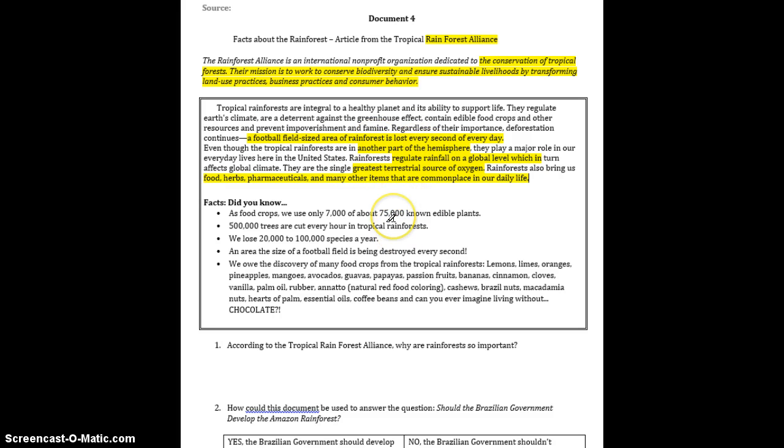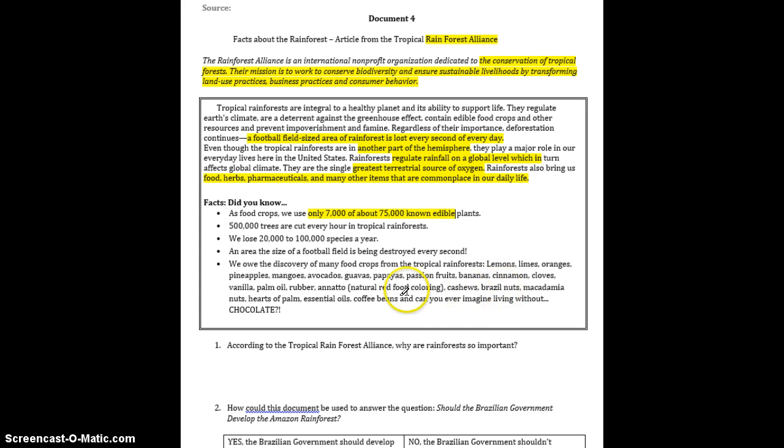I also like this article because it gives us a quick overview at the bottom of any important information. I'm going to highlight this one right away as well. As food crops, we use only 7,000 of our 7,500 known edible plants. 500,000 trees are cut every hour in the tropical rainforest. Now, when it says this, that's not all in Brazil. They are just saying in tropical rainforests together, so it can be in India, it can be in Brazil, it could be anywhere. We lose between 20,000 and 100,000 species a year. An area the size of a football field is being destroyed every second.